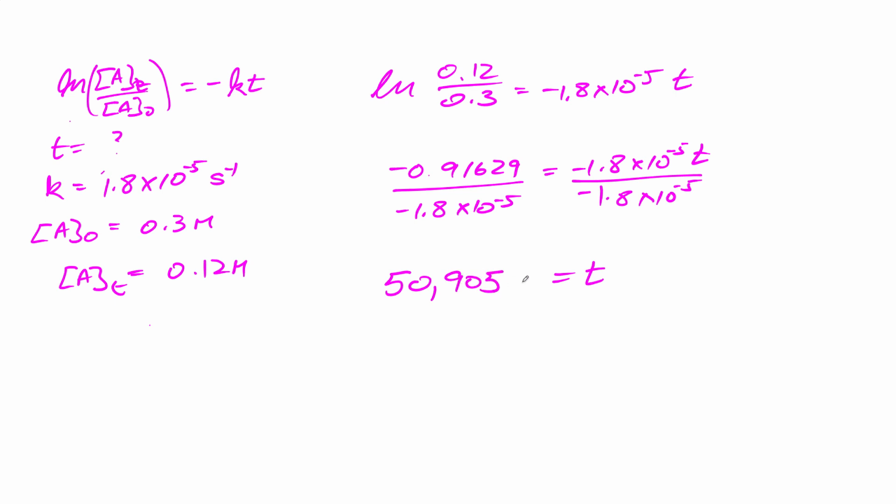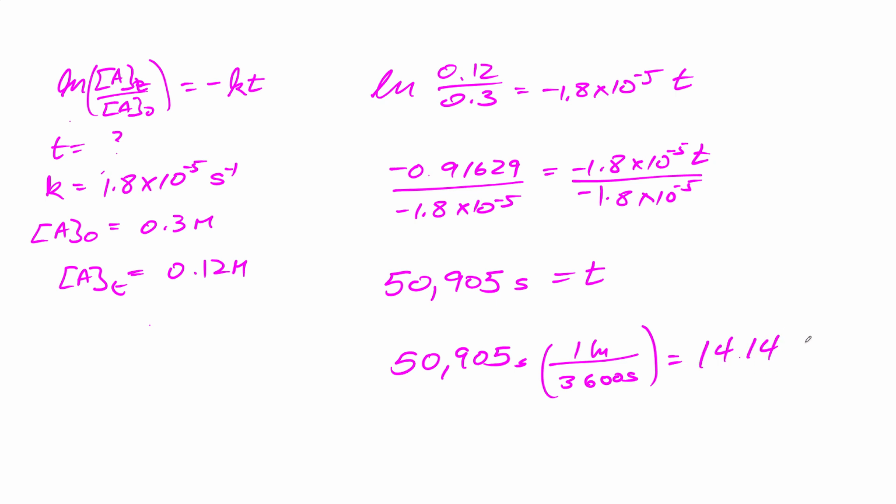Excuse me, time is going to be 50,905 seconds. Now, let's put this into hours. If you want to leave it here, that's correct, but let's put it into something that has some meaning. So 1 hour is 3,600 seconds. If I divide this number by 3,600, I basically get 14 hours and 0.14 hours. So that is the time it takes to decrease from 0.3 to 0.12.